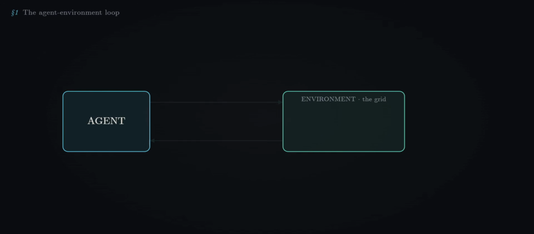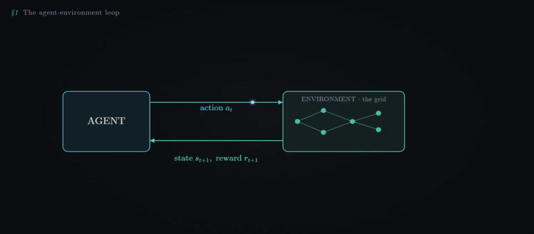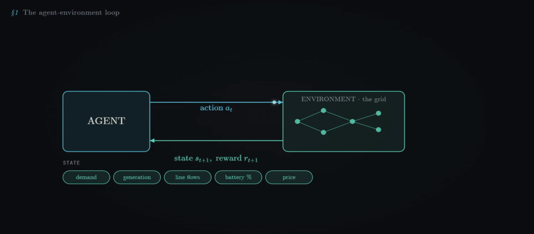So reinforcement learning has one core picture, and it is a loop. The agent observes the state of its world, it takes an action. The world responds with a new state and a reward, a single number saying how good that was. Then it goes around again.